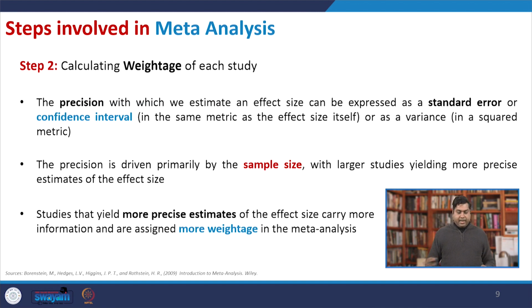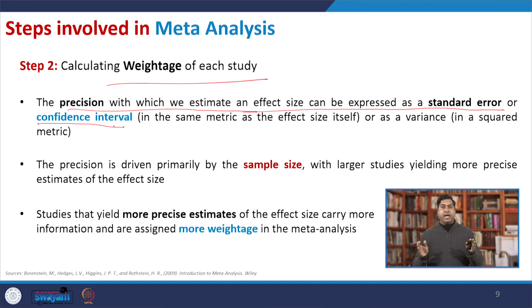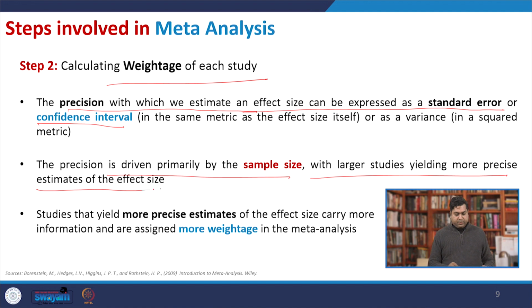Next step is calculating the weight of each study. The precision with which we estimate an effect size can be expressed as standard error or confidence interval. Whenever we have the standard error, the lower limit and the upper limit, or lower bound and upper bound, we calculate the confidence interval for that. The precision is driven primarily by sample size, with a larger study yielding a more precise estimate of the effect size.